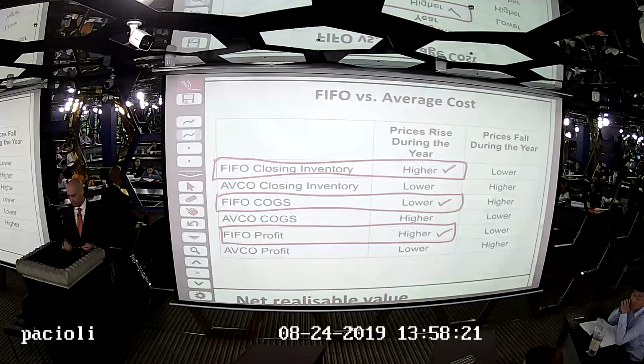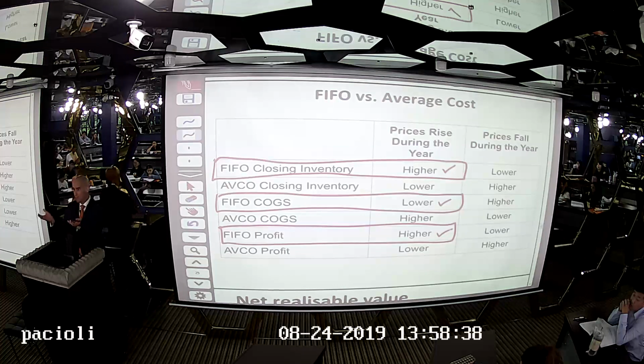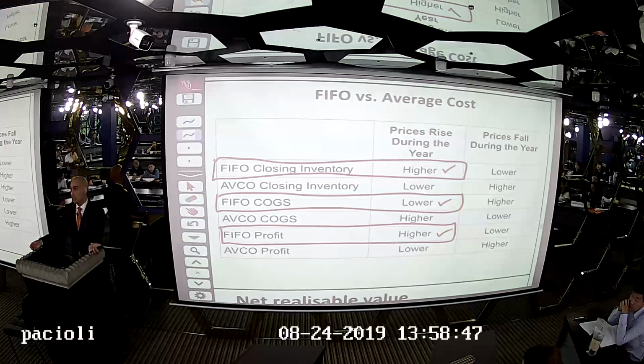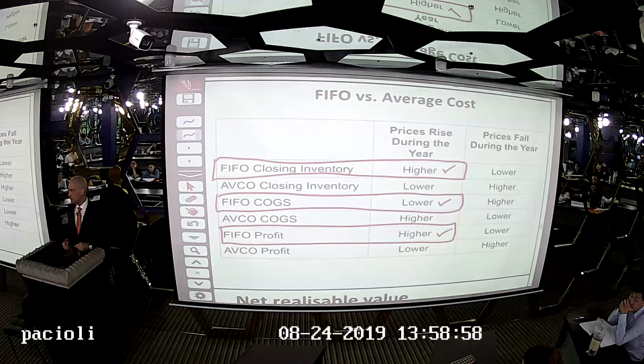When you talk about higher or lower, what do you think? Higher means more, higher value. What are you comparing to? Higher than the original cost? Higher than compared to average cost. So we're comparing FIFO and average cost. So the FIFO closing inventory is higher than the average cost closing inventory. The FIFO cost of goods sold is going to be lower than the average cost of goods sold. So this is a popular exam question.